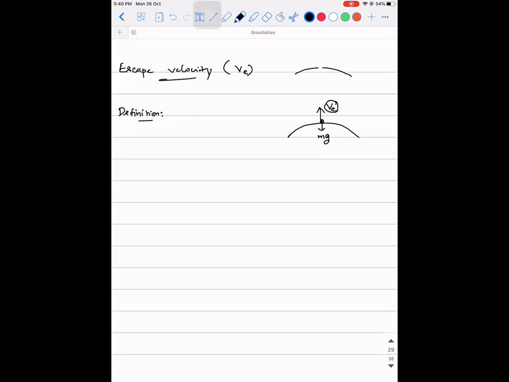Sir, can you repeat it? Yeah. It is a minimum velocity with which an object should be projected in vertically upward direction, so that it overcomes the gravitational field of the Earth. Okay. So that is the definition.